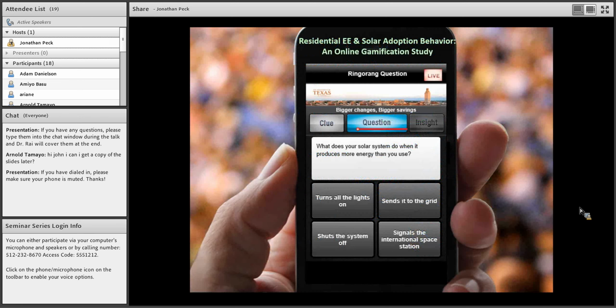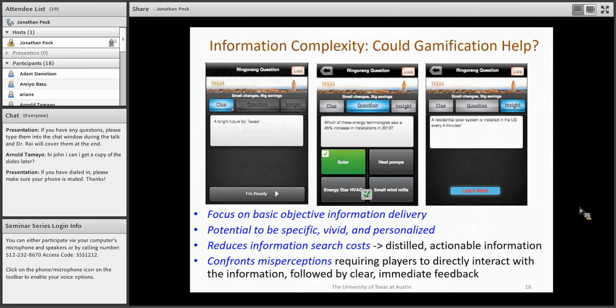And this is just a snapshot of how this game looks on a mobile platform, where you get a question and you have a few options to answer, and then you get instant feedback. And this is a trivia style game, and the question was, could this be effective in addressing some of the biases that you're discovering in the data for non-adopters? And the idea here was simple.